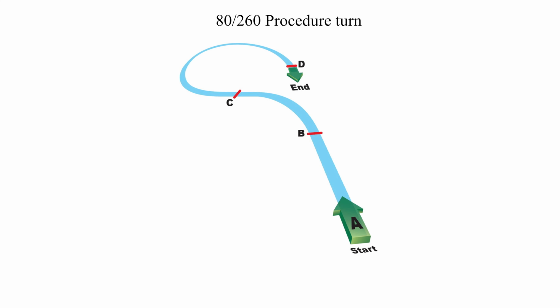So the method we just demonstrated is considered the standard method of doing a procedure turn, and it's probably the most common method used by pilots, but there are other ways of doing it. You can do what's called the 80-60 method. With this method, you fly the outbound course for 1 minute, then you turn 80 degrees in the direction of the barb, then you turn 260 degrees in the opposite direction, which will put you on the inbound course heading when you finish the turn.